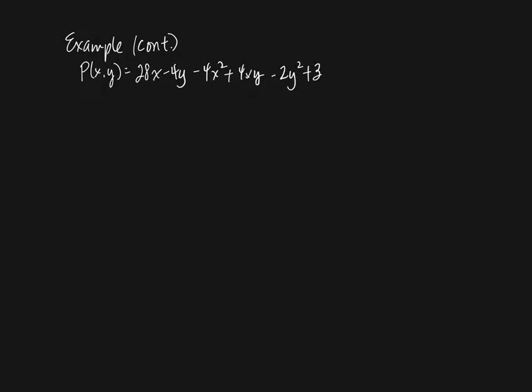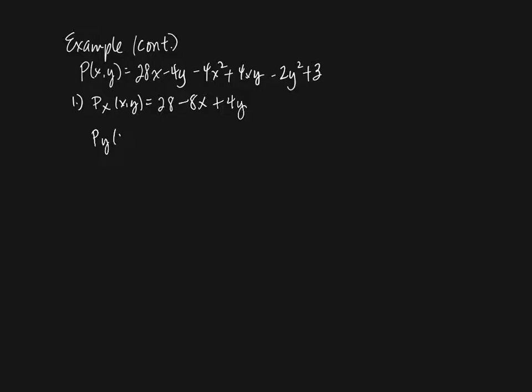So our profit function is that function there, and we're going to need to find the maximum. So it's the same process. First step is I need the partials. So p sub x, let's see, derivative of 28x with respect to x is 28. Minus 4y, the derivative is going to be 0 because it doesn't have an x. And then minus 4x squared is going to be minus 8x. Plus 4xy is going to be, derivative of 4x is 4 times the constant y. Derivative of minus 2y squared is 0. Derivative of 3 is 0. So there's our partial with respect to x.